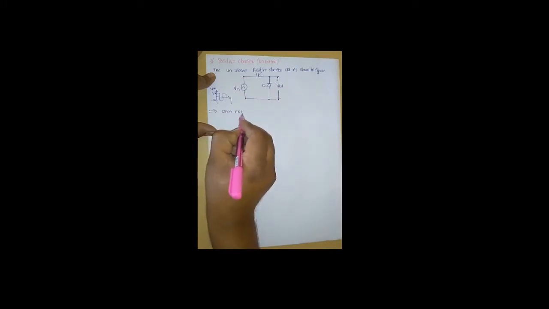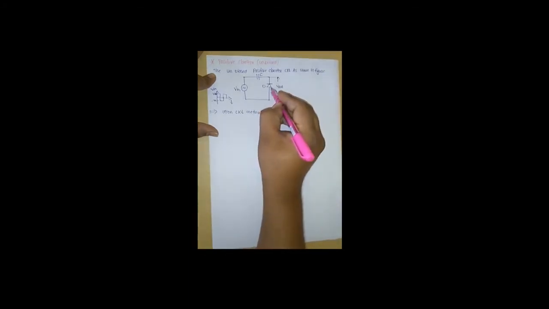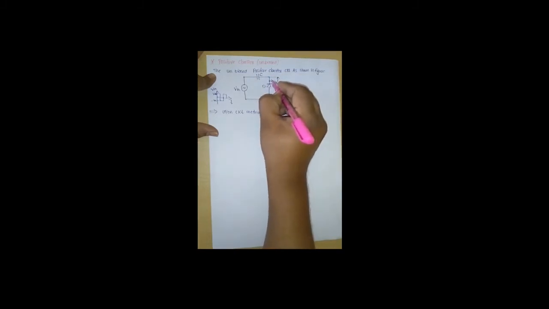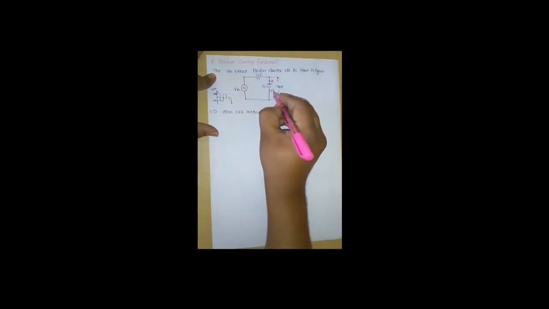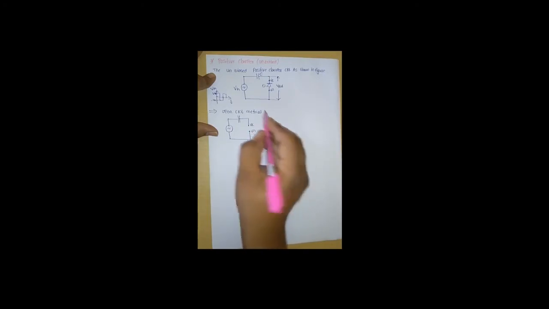In this open circuit method, the diode is open circuited and we estimate the anode and cathode voltage of the diode. With respect to these conditions, we redraw the circuit. Here the diode is open circuited, this is the cathode voltage, this is the anode voltage, and here we connect the output terminal.